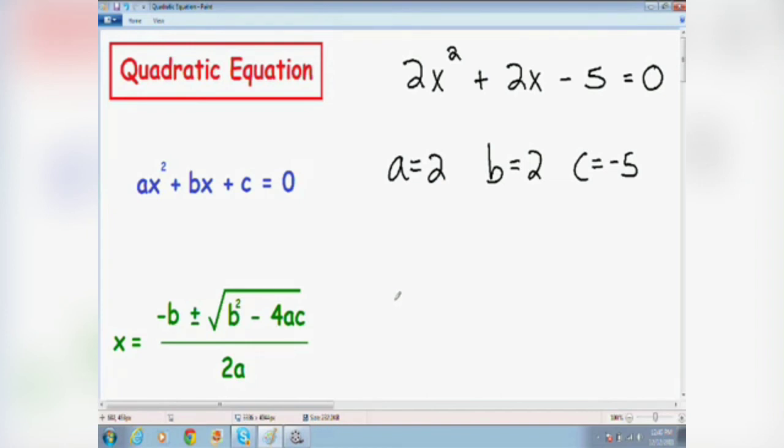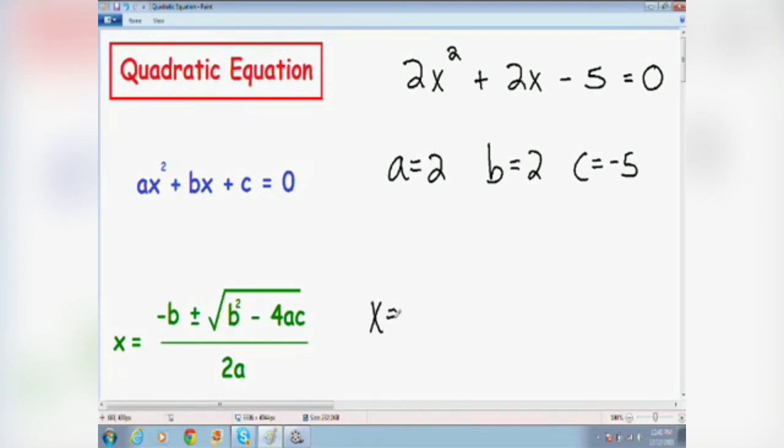I wouldn't waste my time trying to memorize it. The more practice you do with these type of problems, it'll become easier for you. And it's not too bad. The only thing you have to do is really just plug in all your numbers. So that's what we're going to do right now. We're just going to plug all our numbers into this equation.